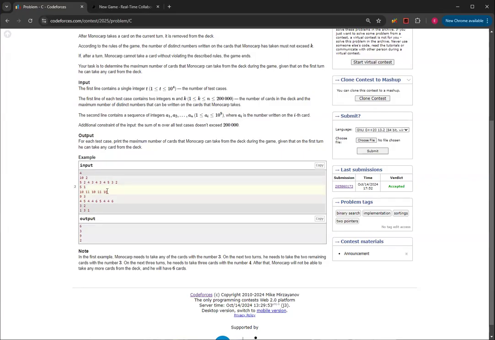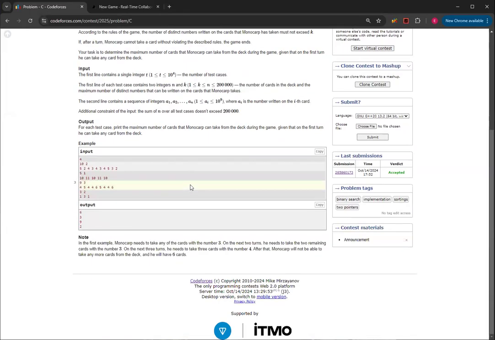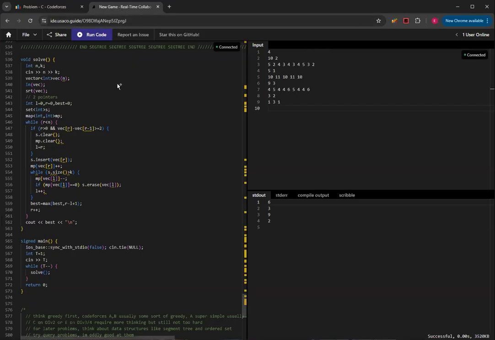Then if we look at the fourth test case, there's 1, 3, 1, and the answer is not 3, even though the number of distinct values is 2, because the difference between these is plus 2, and you have to take a card with either X or X plus 1, where X was the previous turn's card. So using this, we can think of this as a two pointers problem.